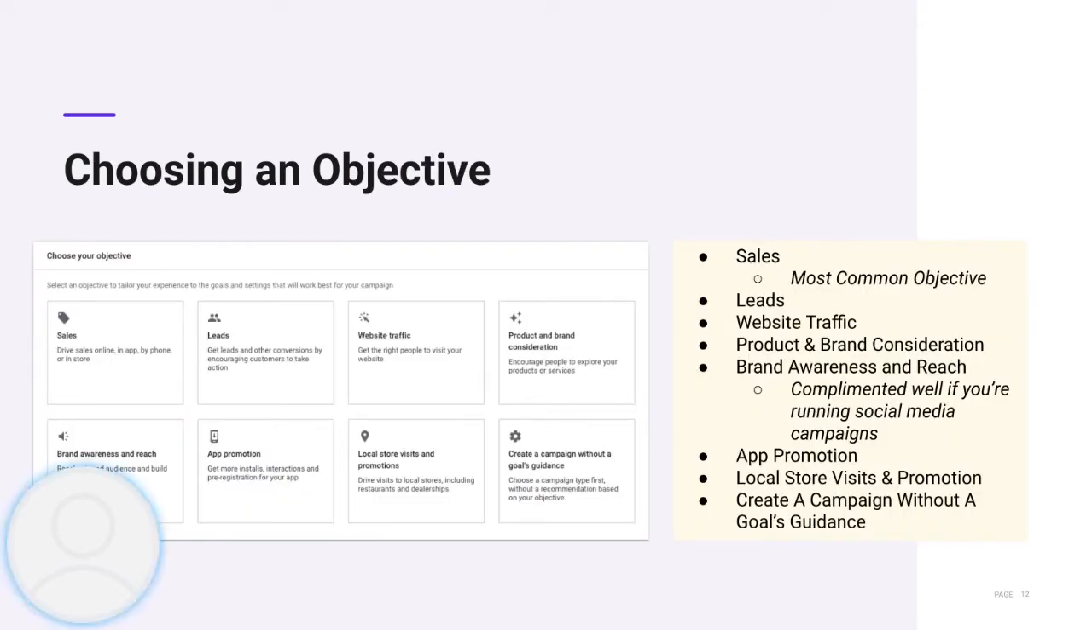After you click on Campaigns, you get to choose an objective. So Google allows up to 8 different objectives for your campaign. So the first objective you can have is sales, pretty self-explanatory. So your objective with this campaign is to drive sales online, in app, by phone, or in store. Again, this is probably the most common objective that people use.